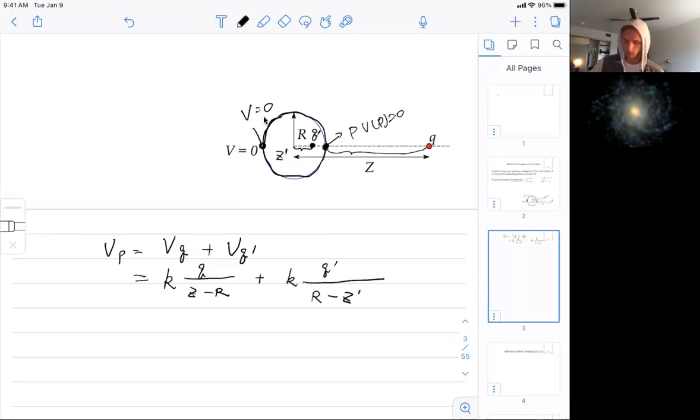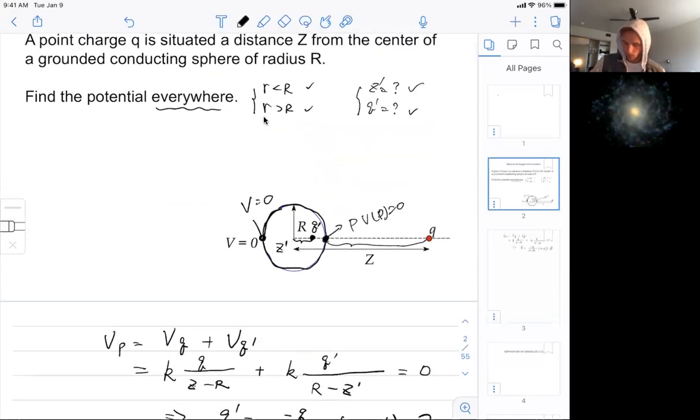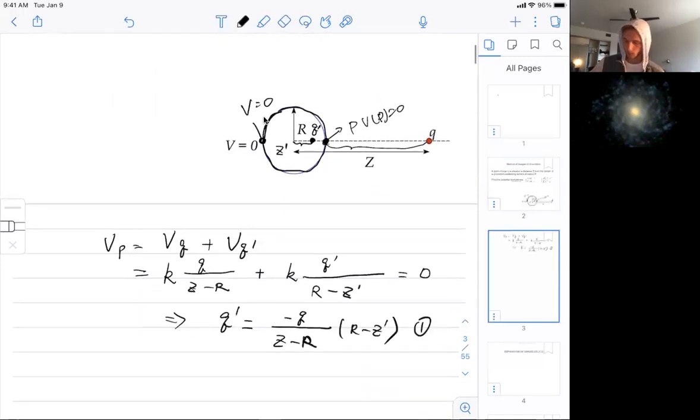So I have that, and I know that needs to be 0. That gives me a condition for Q prime in terms of Q. It tells me Q prime has to be negative Q over (z minus R) times (R minus z prime). So that's the first condition. And you can see we have two variables, so I need at least two equations to solve it, right? Right now I have one equation.